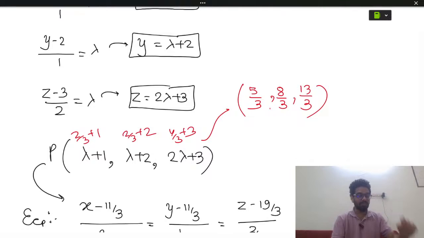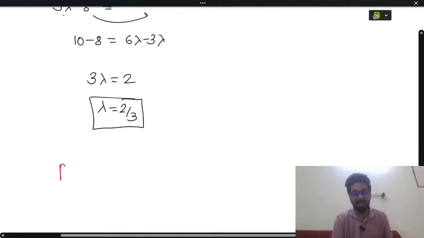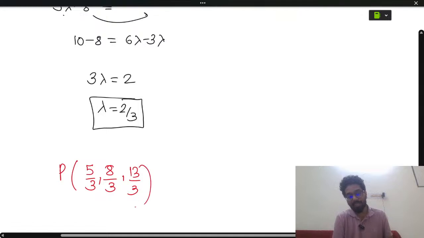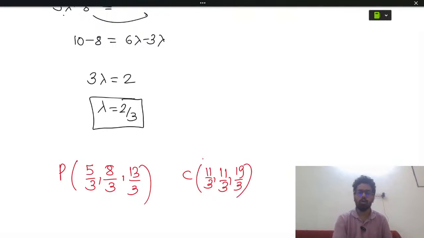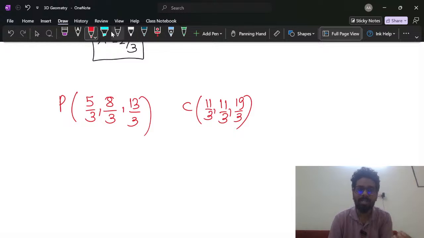And now we have to calculate the distance of 5 by 3, 8 by 3, 13 by 3 with a given point C, which is 11 by 3, 11 by 3, 19 by 3. I do not know, sir, the formula of distance. Arey mere bhai, you know the formula, the distance formula in 2D, that's all you need.